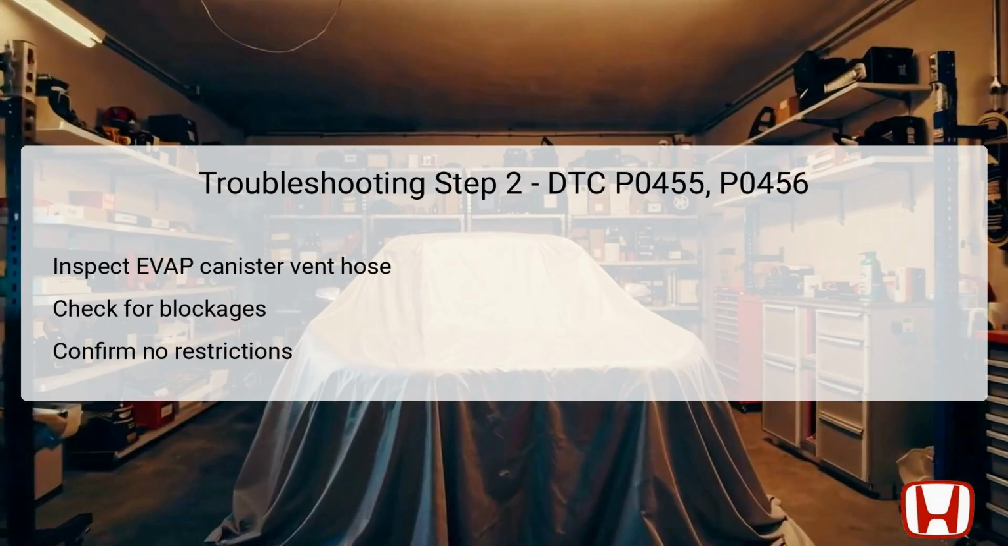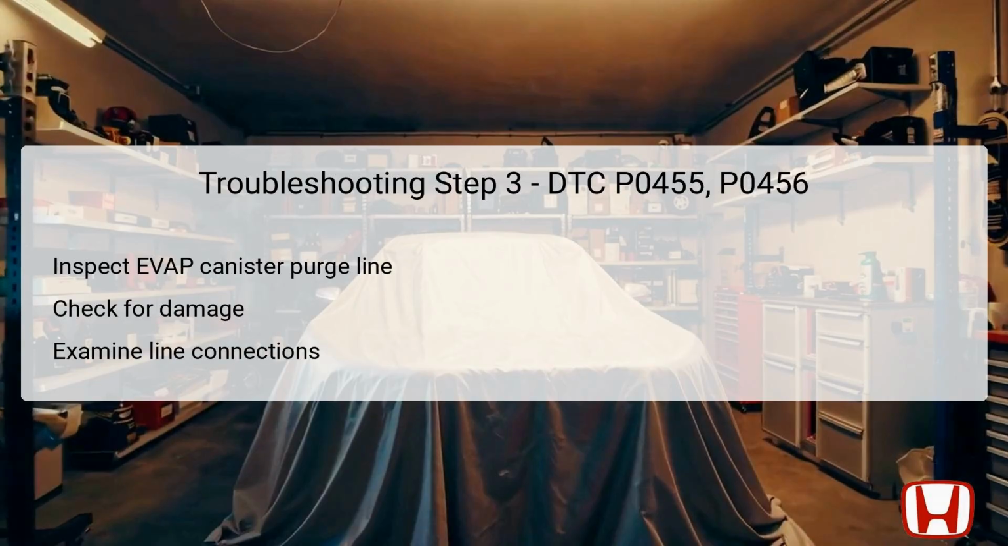After verifying the initial functionality through HDS, proceed to inspect the EVAP canister vent hose. This hose is crucial for allowing air to enter the EVAP canister, facilitating the vapor emission process. Examine the hose meticulously for any signs of blockages or restrictions that might hinder airflow. Ensure that it is free of cracks or damage. Normal conditions dictate that there should be no obstruction. Any abnormalities detected indicate that this hose may be a cause of the DTCs and require replacement.